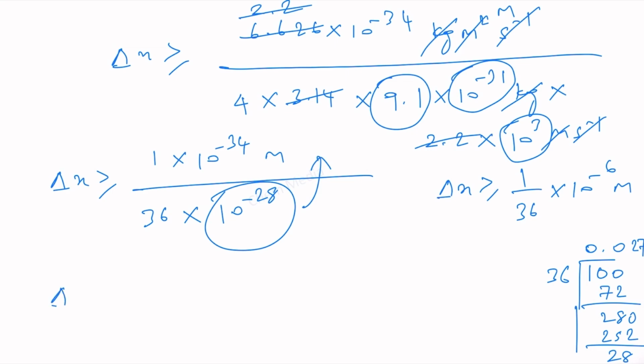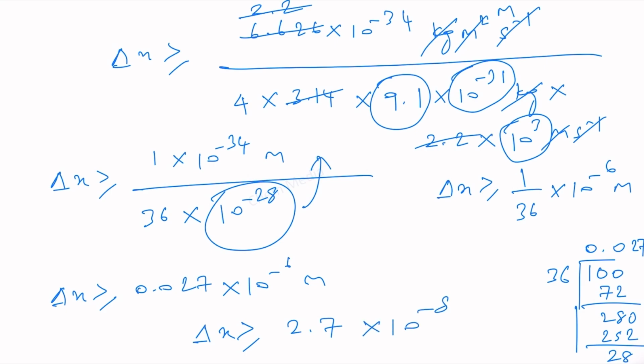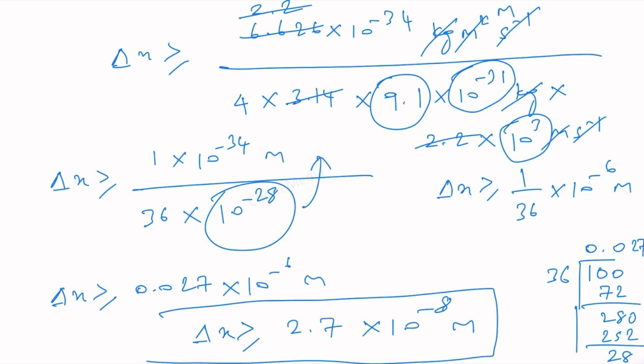Therefore, delta x is greater than or equal to 0.027 times 10 to the power minus 6 meter, or we can also write it this way, delta x is greater than or equal to 2.7 times 10 to the power minus 8 meter. So, that is the uncertainty in the position of the electron.